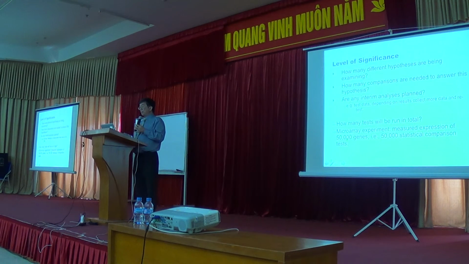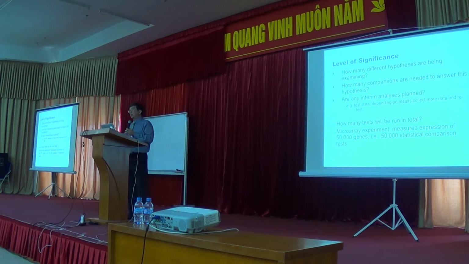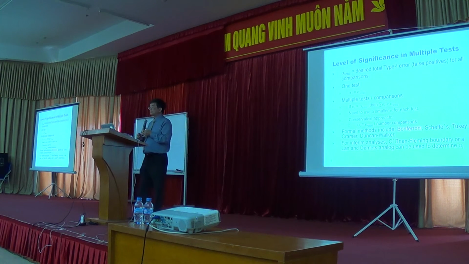Now this would be a big issue when you're doing microarray experiments. When you're running a microarray experiment, after treatment with drug A and comparing that with the control group, you're dealing with like 50,000 genes, so you're making 50,000 comparisons. How are you going to correct for the false discovery? How do you know what you have found is indeed real? How do we correct for the level of significance in multiple tests?